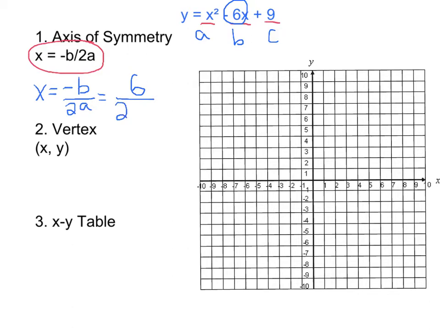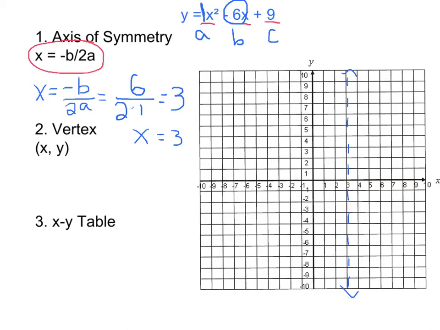And then divided by 2 times a, and in this case, there's no number in front of x squared, so it's simply just 1. 2 times 1. And 2 times 1 is 2, and 6 divided by 2 is 3. So my axis of symmetry is x equals 3. And I now want to graph the vertical line of x equals 3. So I find 3 on the x-axis, and I draw a vertical line through 3 on the x-axis. That line right there is my axis of symmetry and is the line that will cut my parabola in half.